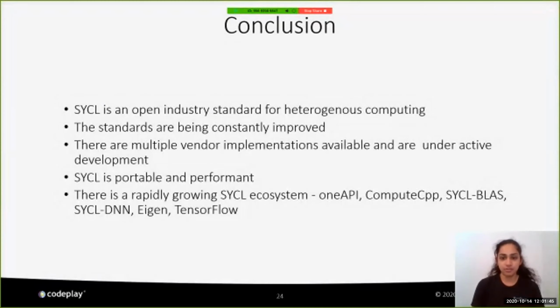So to conclude, I would like to say that SYCL is an open source industry standard for heterogeneous computing. The standards are constantly being improved. It also has multiple vendor implementations, and these are actively being developed. SYCL is both portable and performant, and there is a rapidly growing ecosystem with oneAPI, Compute CPP, SYCL-BLAS, SYCL-DNN, Argonne, and TensorFlow.